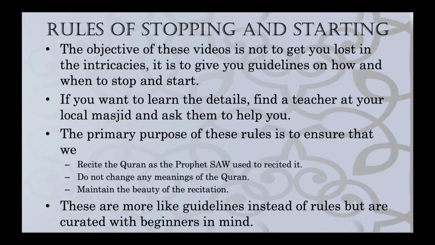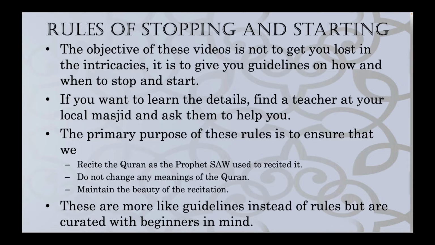If you really want to learn the details, meaning if you really want to know what the details are and why specifically a rule and what it means and things like that, you definitely should if that's what you want to do. But that's not what I'm going to do today. If you want to learn these details, I want you to find a teacher at your local masjid and ask them to help you.